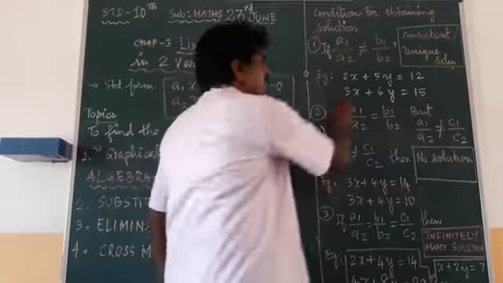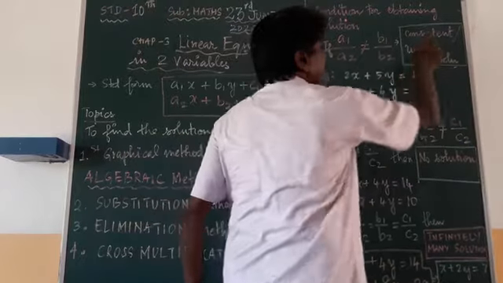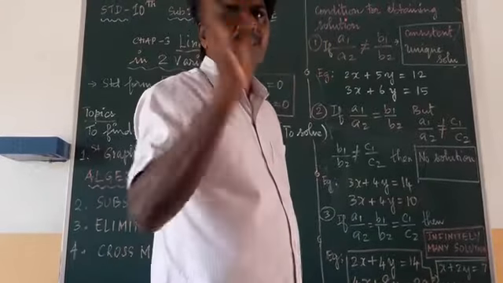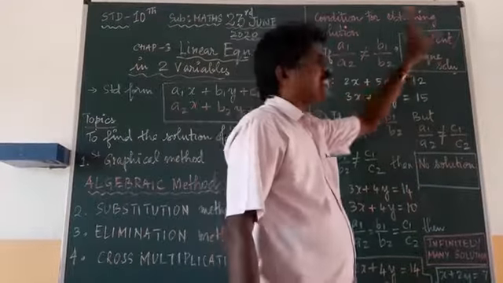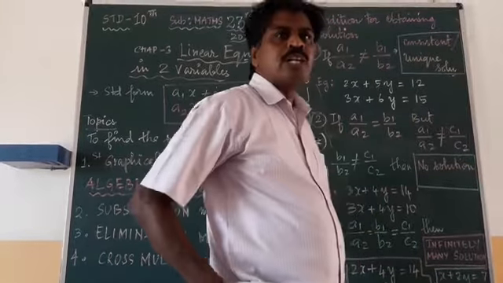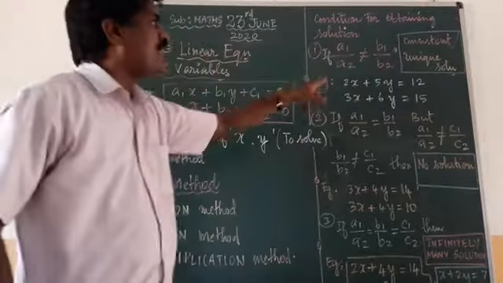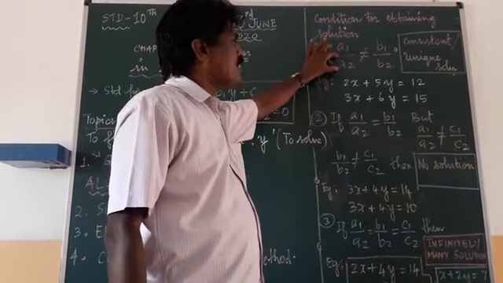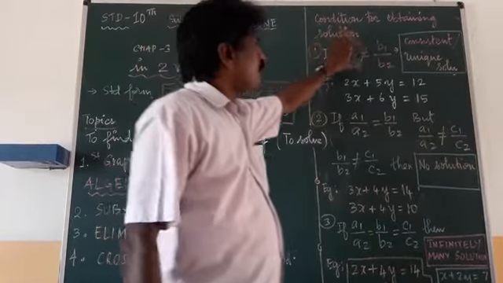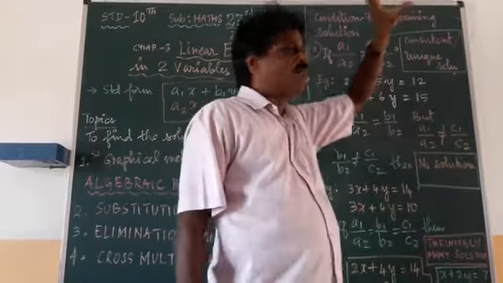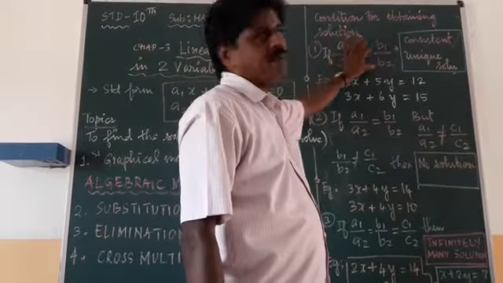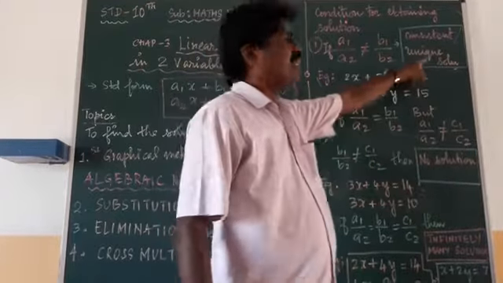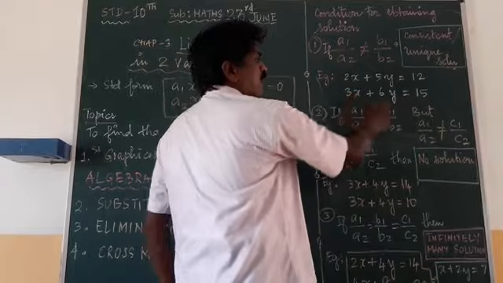No. If this is the condition, you will get x value, y value perfectly. Unique solution you will get. Understood? Consistent solution or unique solution you will get. That is the first condition. If the ratio of the x coefficients of the two equations is not equal to the ratio of the y coefficients of the two equations, you will get a unique solution.